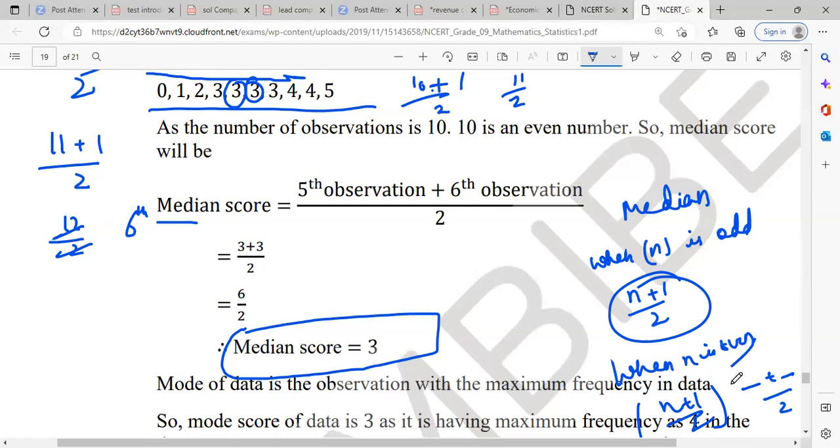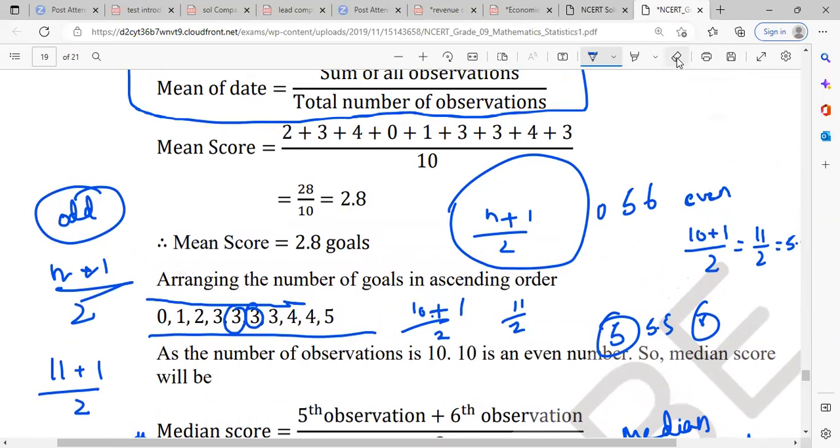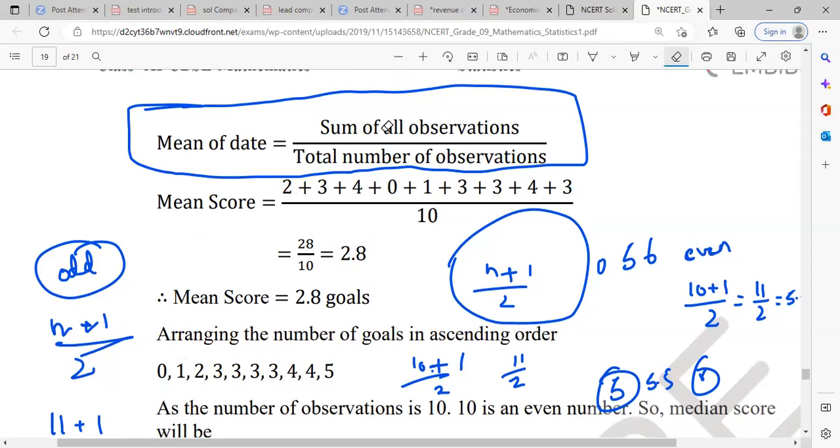I hope you got it. Whenever you get 0.5, like 5.5, you cannot take one number, so you will take 5 as well as 6. For example, if it is 7.5, you will take 7 as well as 8. Right? Okay. So median. Now this is the question for you. You have to find the median and tell me the median.